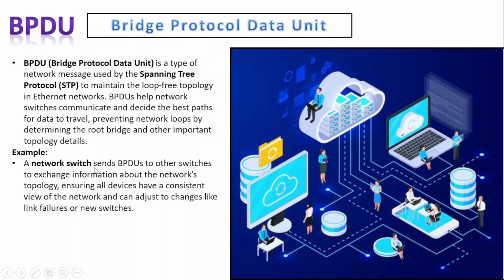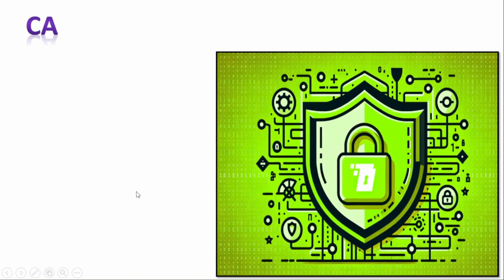Example: a network switch sends BPDU to other switches to exchange information about the network's topology, ensuring all devices have a consistent view of the network and can adjust to changes like link failures or new switches.